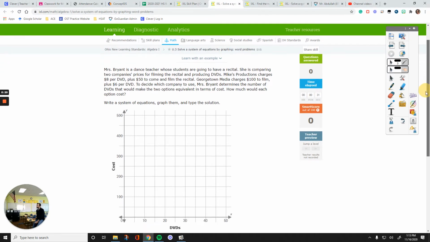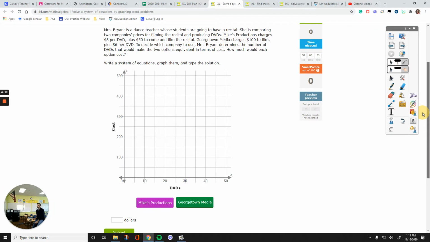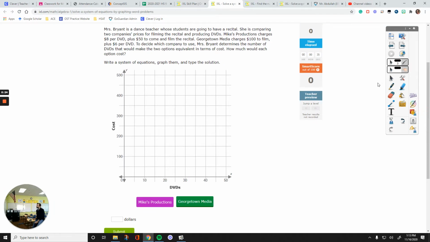Let's scroll this down a little. I want to see everything. Okay, now we have... I'm reading the second sentence: she is comparing two companies' prices for filming the recital and producing DVDs. Mike's Productions charges $8 per DVD, so let's focus on Mike's. That's the purple one, so we pick our color.